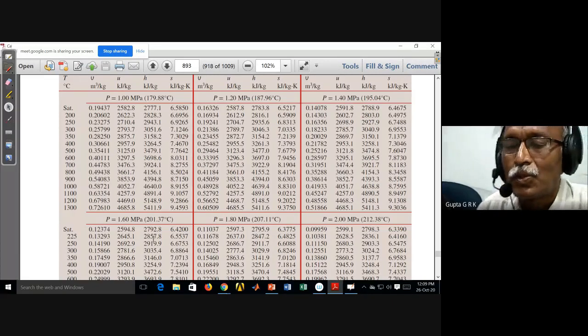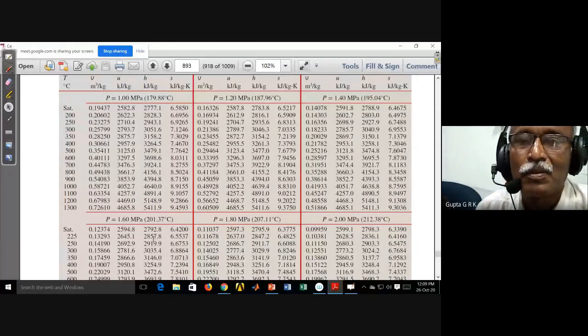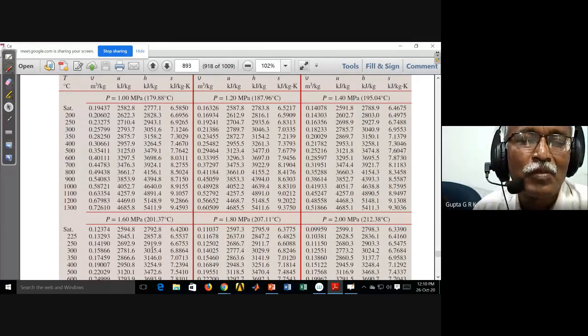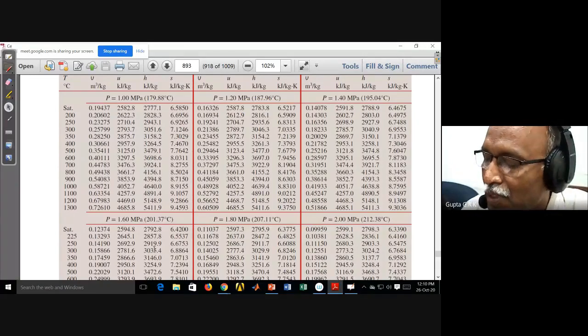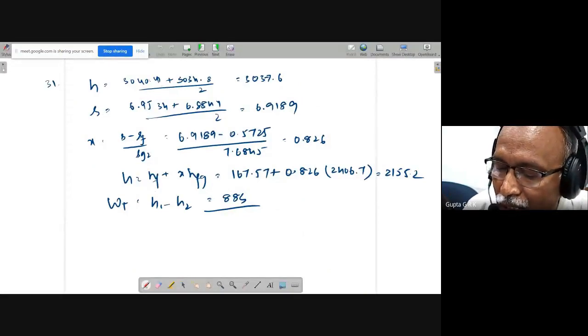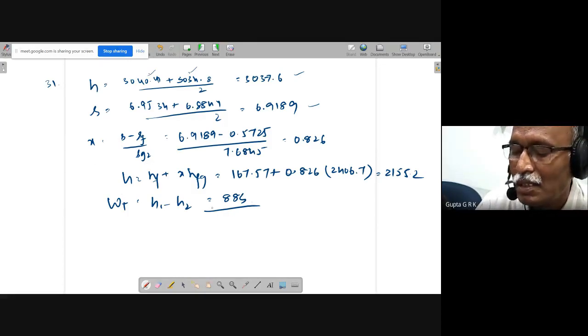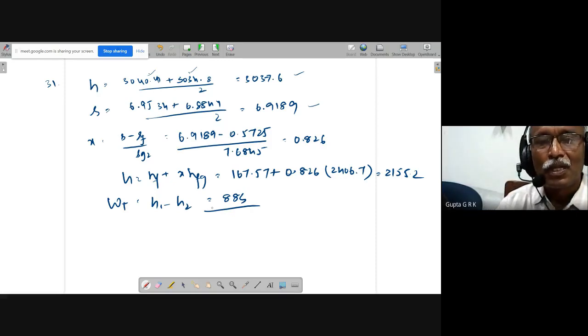If you want an approximate value in a multiple choice question, you can get some approximate value, no problem, because you can put the average. So here I have done at 1.4 and 1.6 megapascal. I have taken the average, and S also I have taken the average in that way. Then you find out the dryness fraction and enthalpy. The remaining part will be simple. The only thing is, whenever I don't have the exact value in the tables, I have to interpolate.